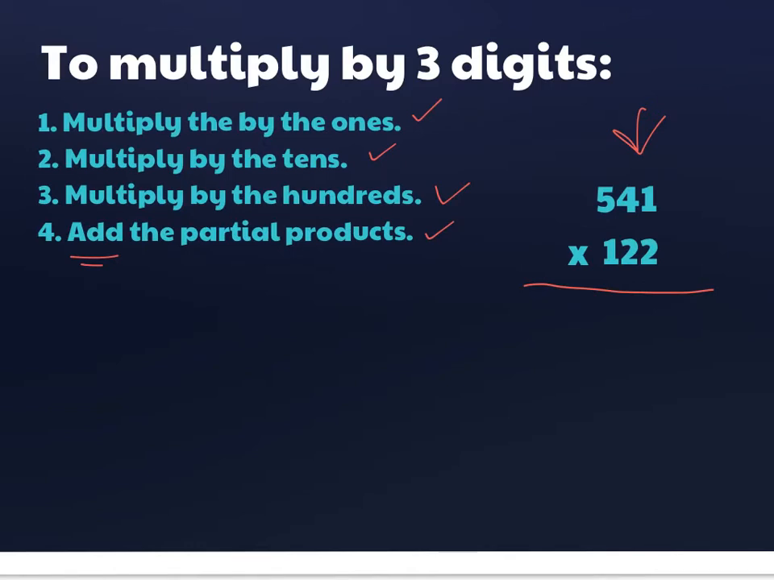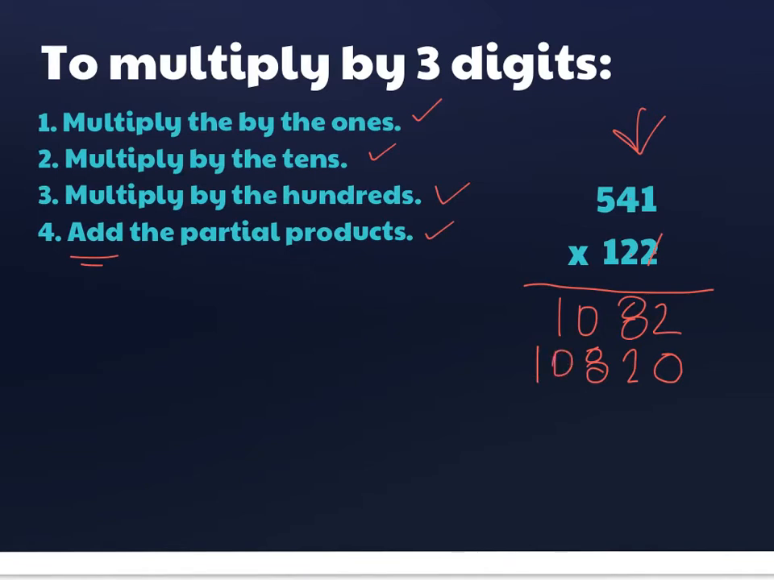So 2 times 1 is 2. 2 times 4 is 8. 2 times 5 is 10. All right, so that's multiply by the ones. Now I'm going to put a 0 to hold my place, and now I multiply by the tens. 2 times 1 is 2. 2 times 4 is 8. And then 2 times 5 is 10 again.